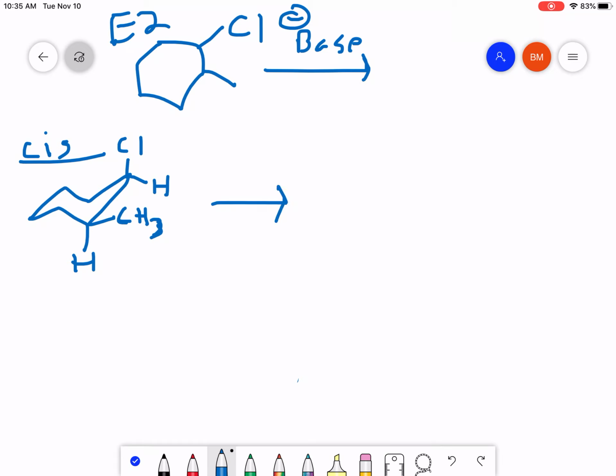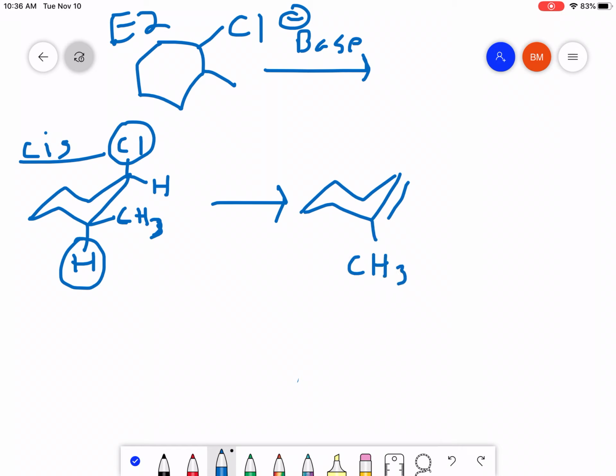Okay? Now, if you look over here, we have a Cl, axial. We have a beta hydrogen, axial, right? We can get an elimination there. Absolutely. Double bond between those carbons. And you still have a CH3 right there. So if we wanted to translate that to a hexagon, it would look like that. And that would be a product. All right? Hopefully that makes sense.